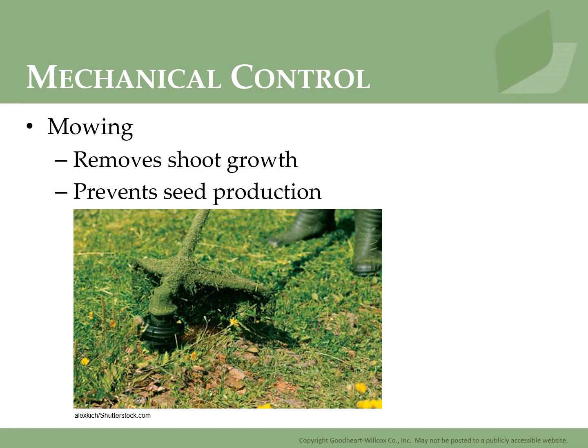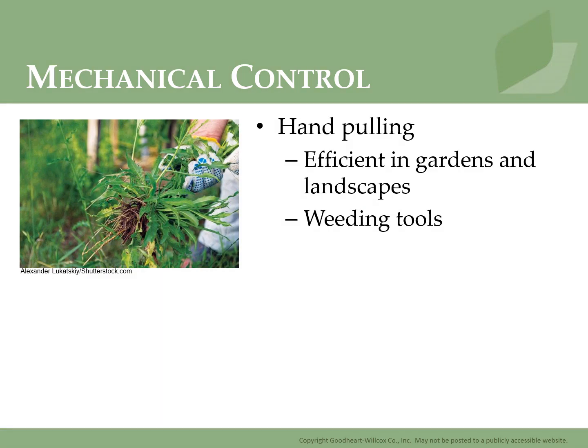Mowing removes shoot growth and prevents seed production. In some cases, mowing can deplete perennial storage reservoirs over time. Hand pulling and weeding tools are particularly effective or efficient in gardens and landscape beds. Weeding tools such as hoes, weed whackers, and cultivators are especially useful in organic production.